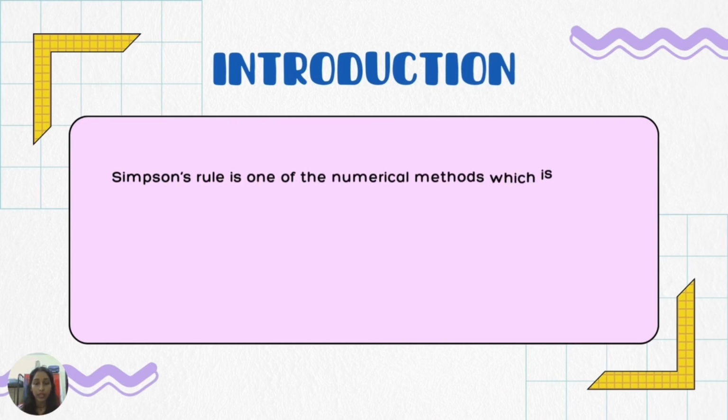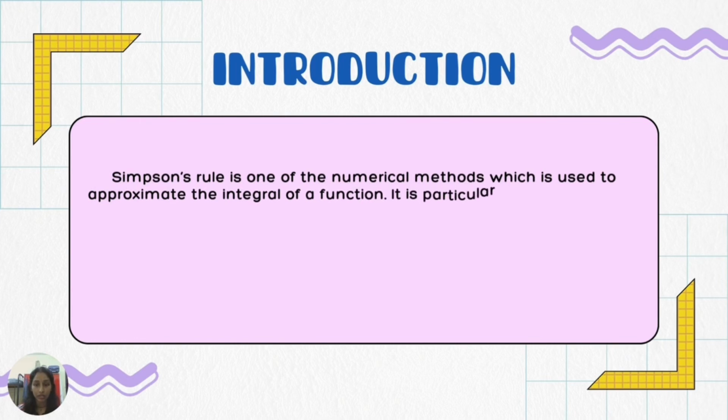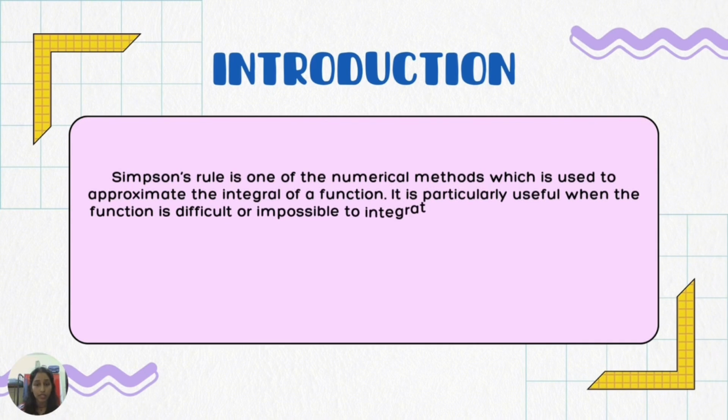Let's start with a brief introduction. Simpson rule is a numerical method used to approximate the integral of a function. It is especially helpful when the function is complex or cannot be integrated analytically.